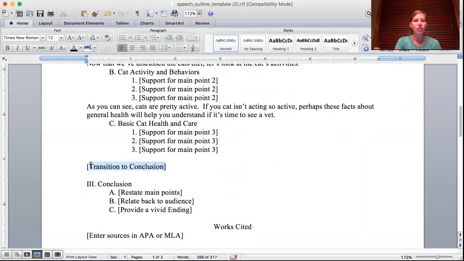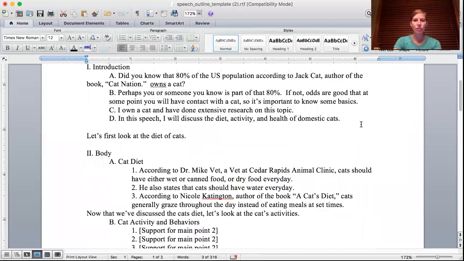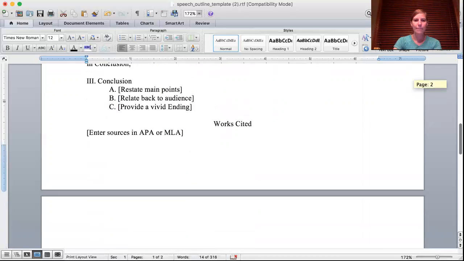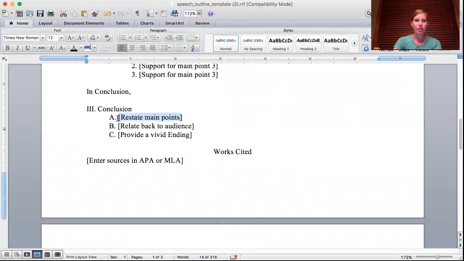Okay, we're going to go to the conclusion next. So I'm going to say something like, in conclusion, or to sum up, or now let's review what we've talked about today. And the first thing we're going to do is restate those main points again. So we're just going to review exactly what we've said. For purposes of time here, I'm just going to copy this. I discussed the diet, activity, and health of domestic cats.